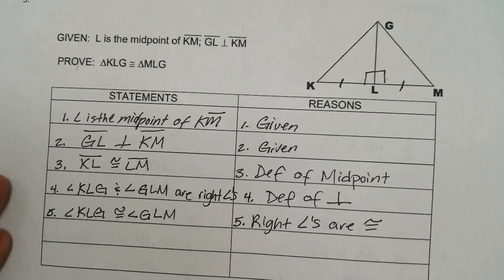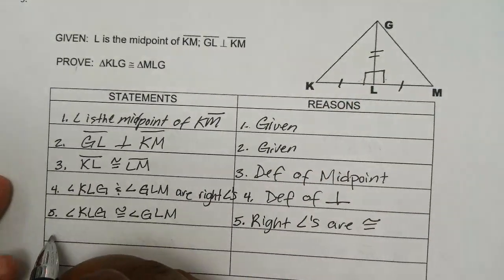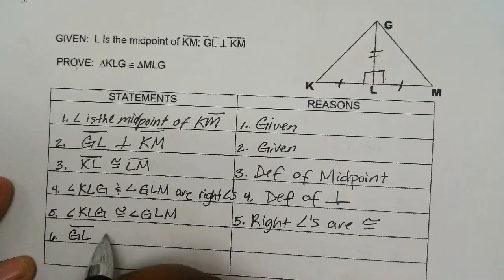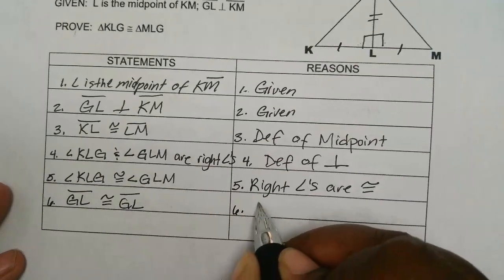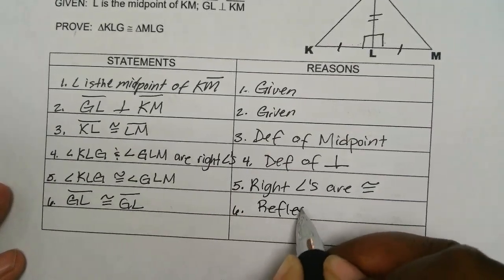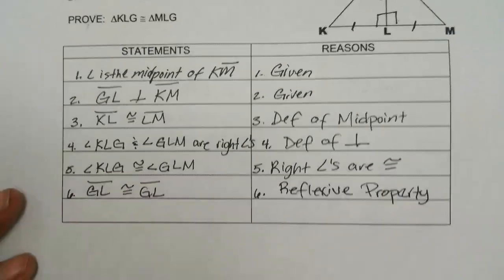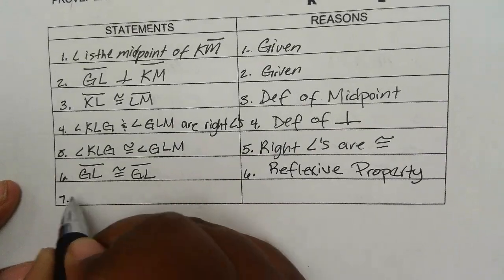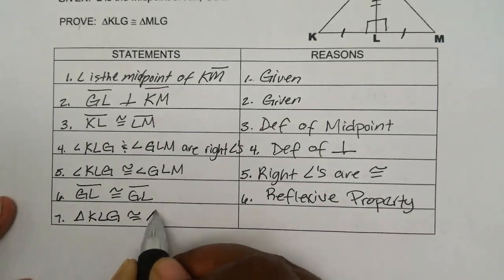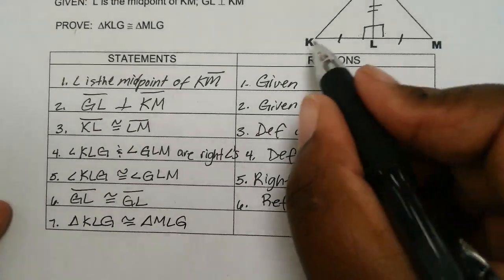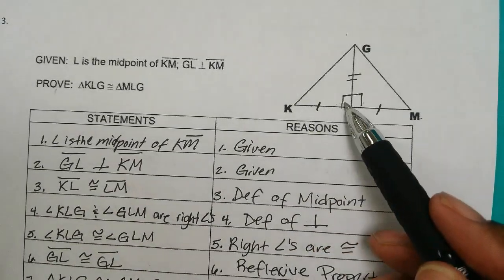Well, again, I need 3 pieces of information to prove it's congruent, so now I can use this hint. That's my reflexive side. So GL is congruent to GL. How do I know that? That's my reflexive property. Now I can prove what they want me to prove. I can say triangle KLG is congruent to triangle MLG. And how is it congruent? Side, angle, side.